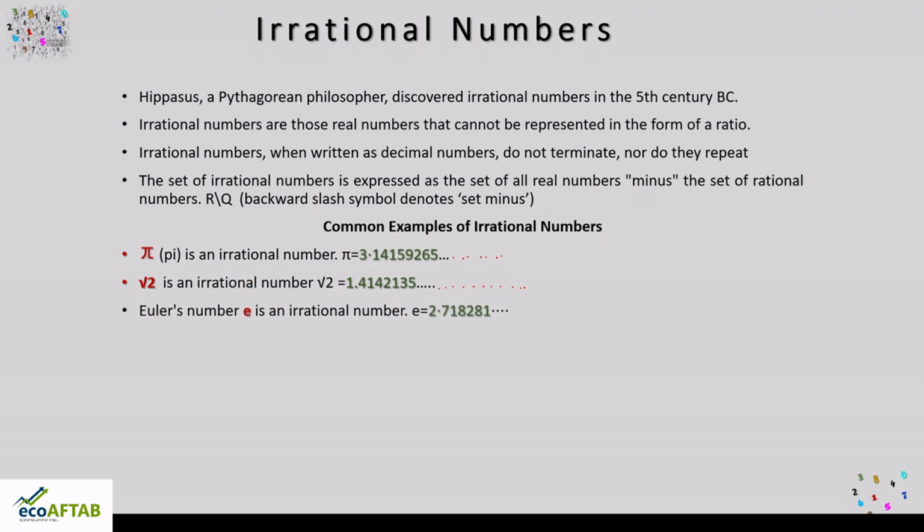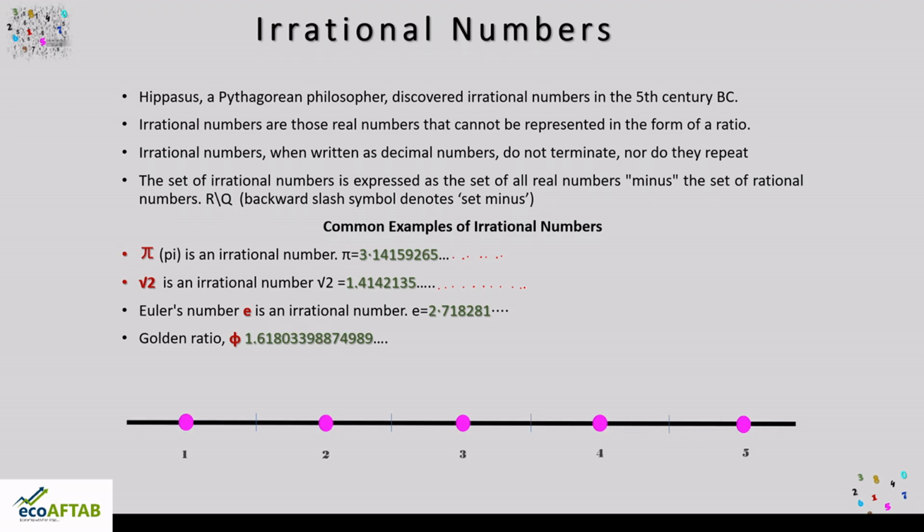Similarly, one more number is Euler's number, given by the notation E, and the value of Euler's number E is equal to 2.718281. Another example is the golden ratio phi, which can be written as 1.61 and so on and on.